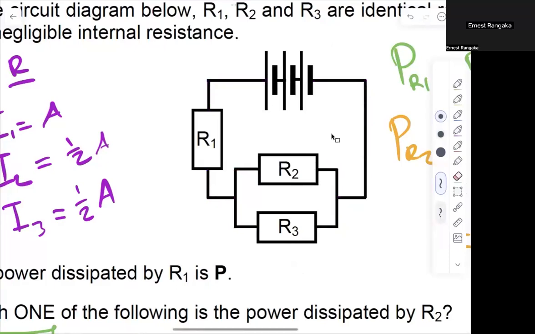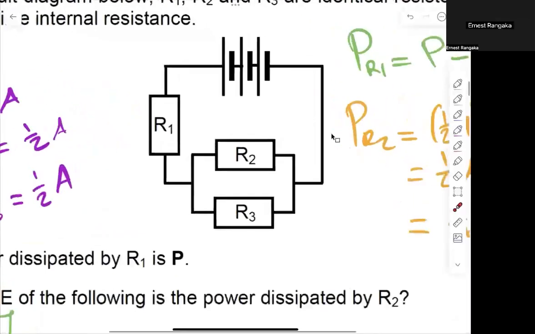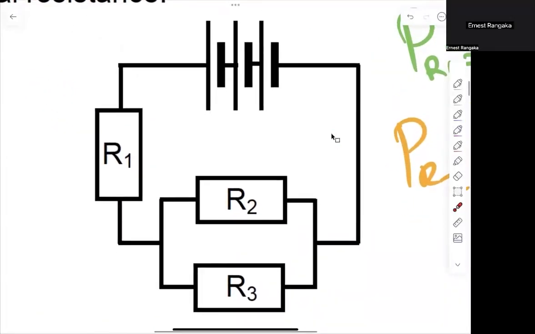So like I said before, if we look at this here, the current leaves there, it goes through R1, it gets to this junction. At that junction, my current is going to split, right? How does current split? Current splits to the ratio of my resistors, meaning the bigger resistor will get less current, the smaller resistor will get more. The bigger resistor gets less current. The smaller resistor gets more current, right?